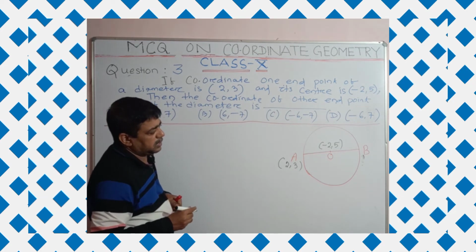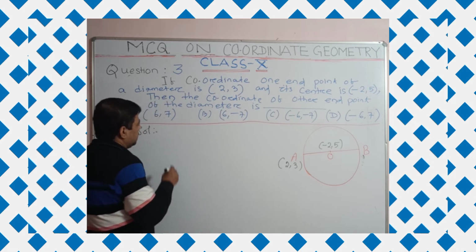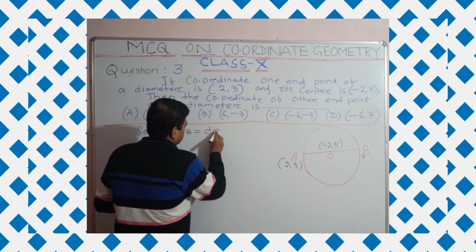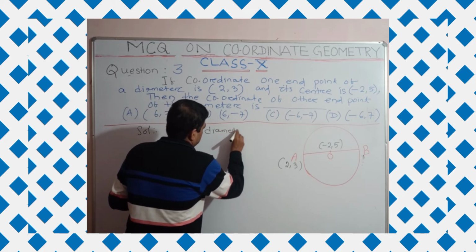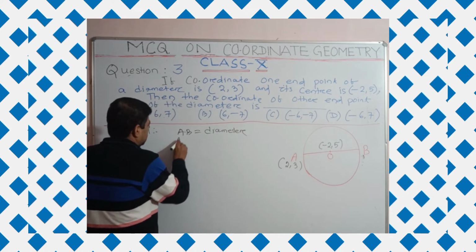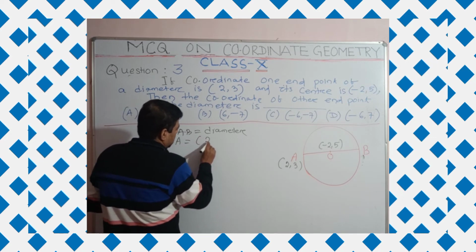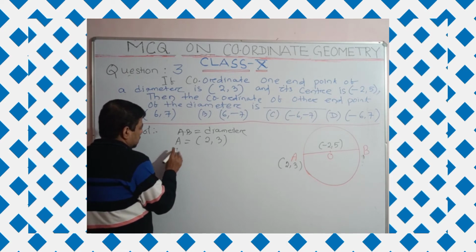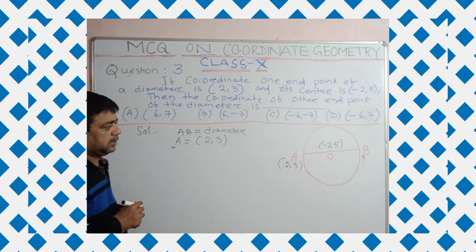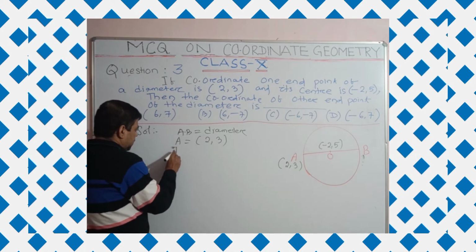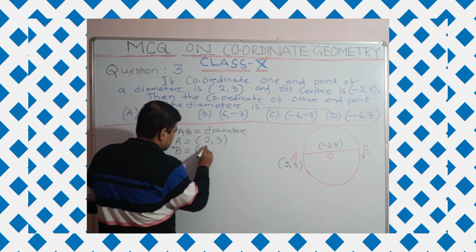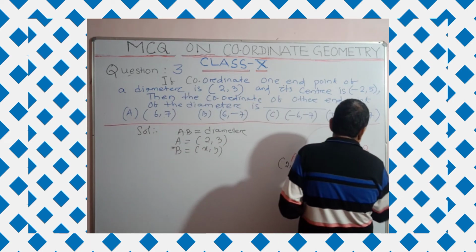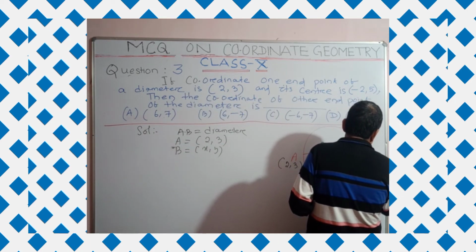Okay, you see AB is the diameter. The coordinate of A is given as (2, 3). Now you have to find the coordinate of B. Let the coordinate of B be (x, y).